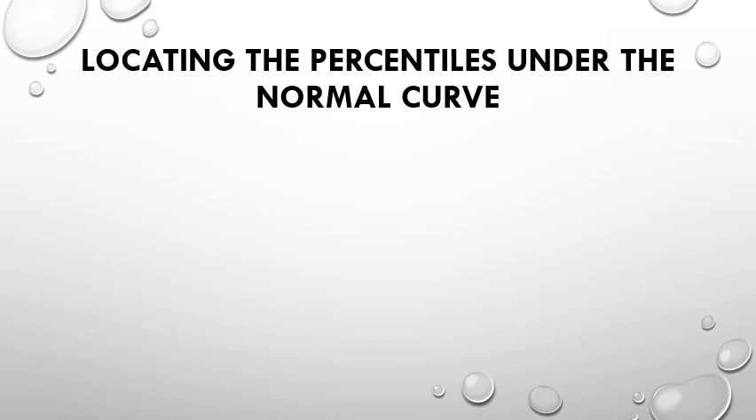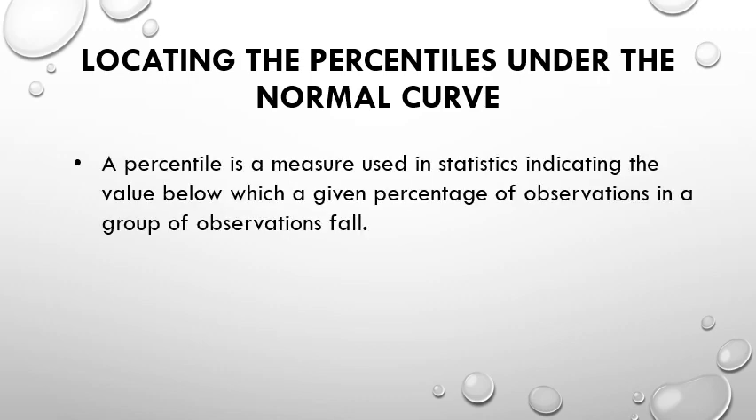So, we are now on the last topic of the module, locating the percentiles under the normal curve. A percentile is a measure used in statistics indicating the value below which a given percentage of observations in a group of observations fall. So, di aibot pasabot ani.